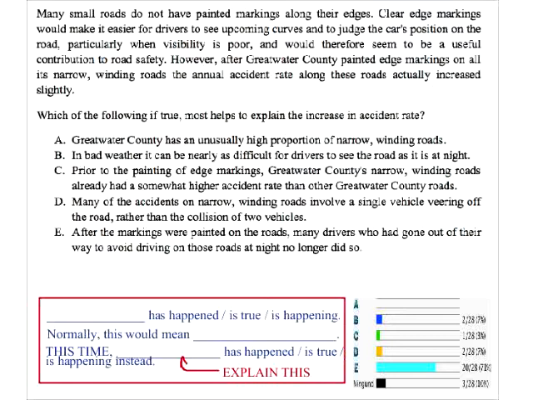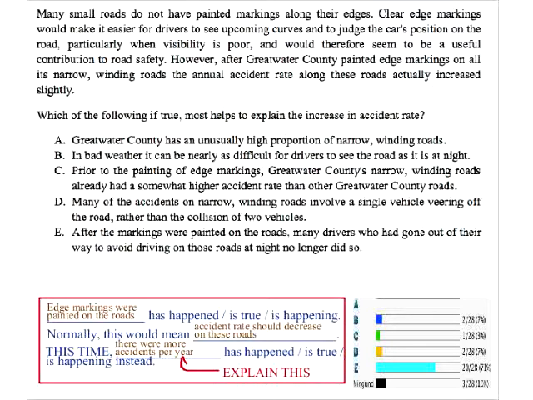Well, edge markings were painted on all of its roads. Normally this would mean that the accident rate should decrease on these roads. But there were more accidents. The accident rate along these roads is like the accidents per year. It's an annual accident rate. So there are more accidents per year.